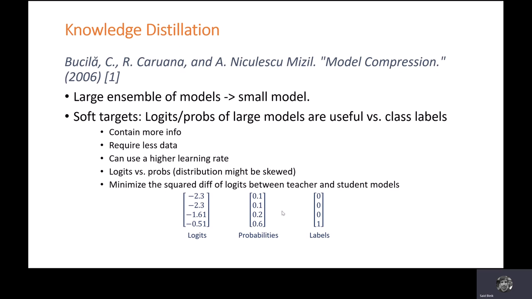You get a better distribution for training, at least for training the student model. So once you get the logits out of the teacher model, you can do the same for the student model in the forward pass during training, and you can compute the loss. In this paper, they use the squared difference between these two logits, but you can use any loss that makes sense. So that was one of the early experiments on distillation.